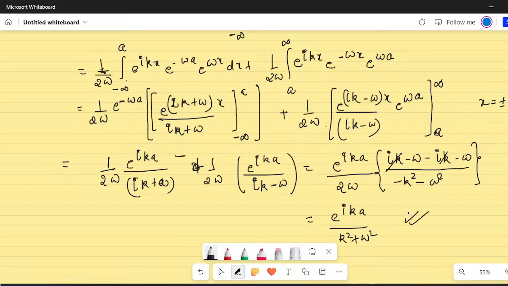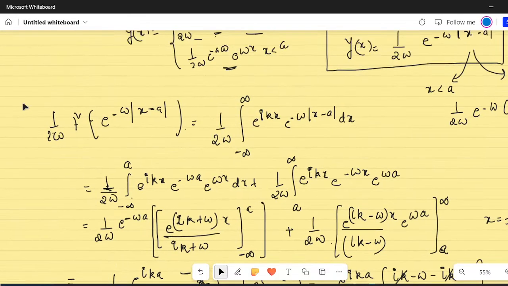So this is your Fourier transform. The Fourier transform of your function f of x is e to the power iota k a divided by k square plus omega square. I hope you've got each of these things in this particular lecture that I've covered.